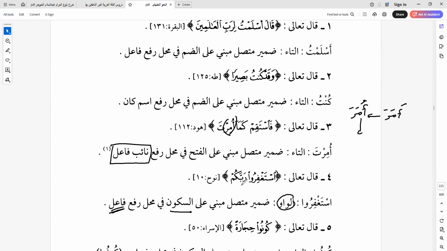So you can see that this waw is ضمير متصل, واو الجماعة, that is attached to the استغفر. So it's a ضمير. And what kind of ضمير? What is the marker? مبني على السكون في محل رفع فاعل.